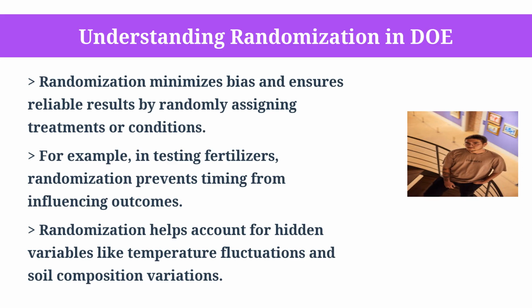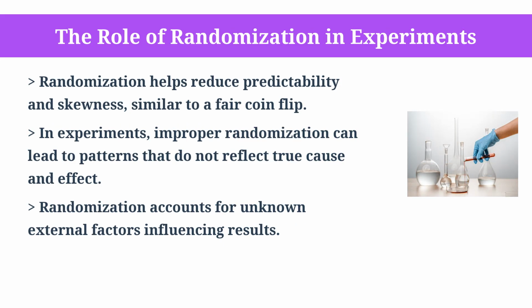Well, imagine you're flipping a coin and trying to ensure it lands heads up more often than tails. If each flip isn't truly random, the results become predictable and skewed. Similarly, in experiments, if factors aren't randomized properly, certain patterns might emerge that don't reflect true cause and effect relationships.